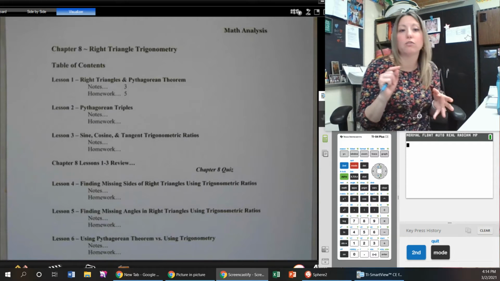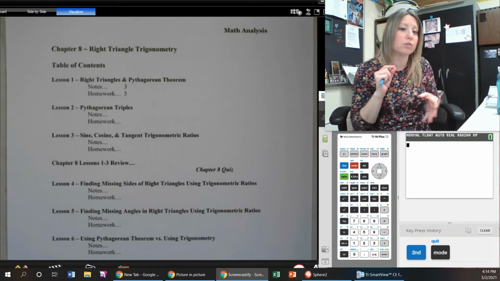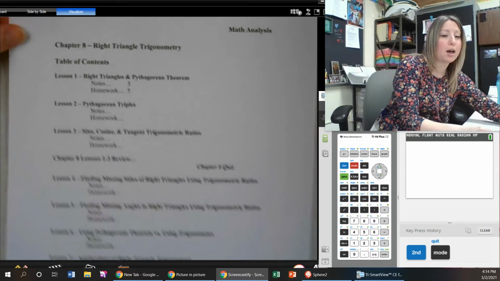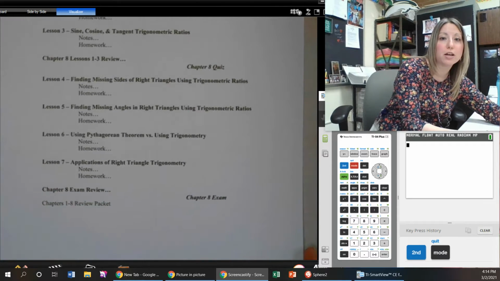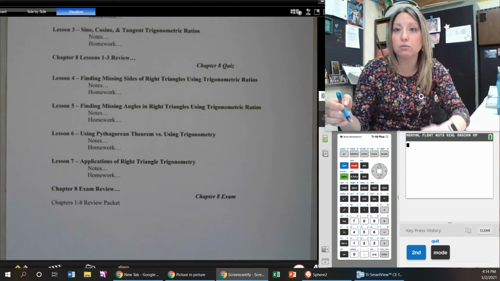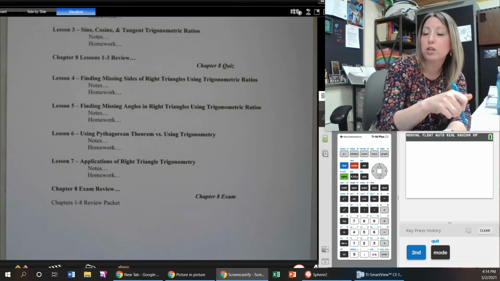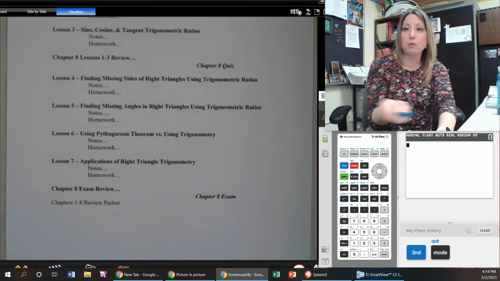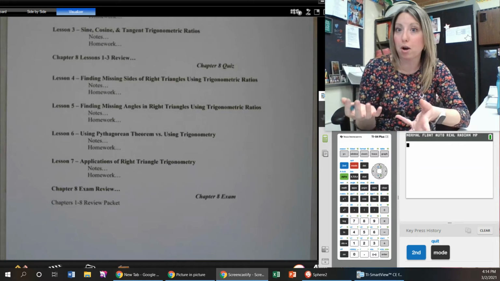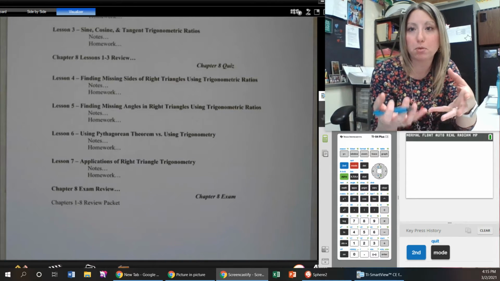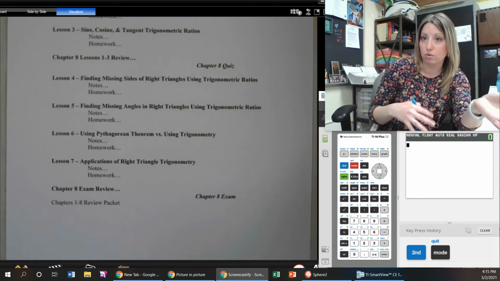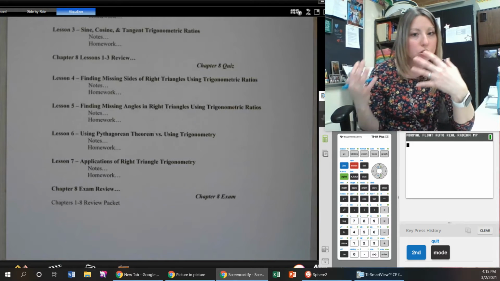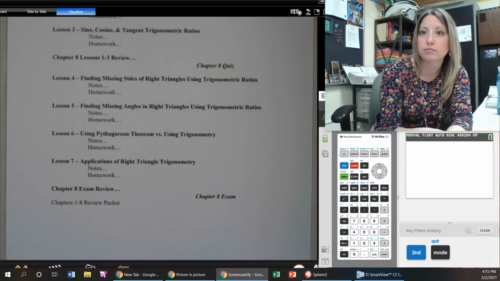finding missing sides in right triangles, finding missing angles in right triangles, looking at problems where we determine should we use the Pythagorean theorem to solve or should we use a trigonometric ratio to solve? And then we'll apply them to word problems. So the bigger application pieces, exam and review. Okay? So there we are. Let's get into trig.